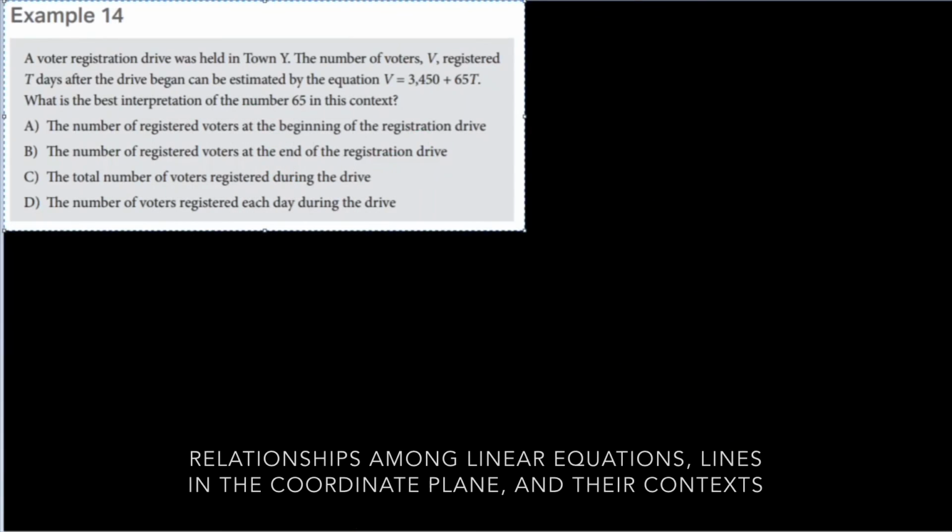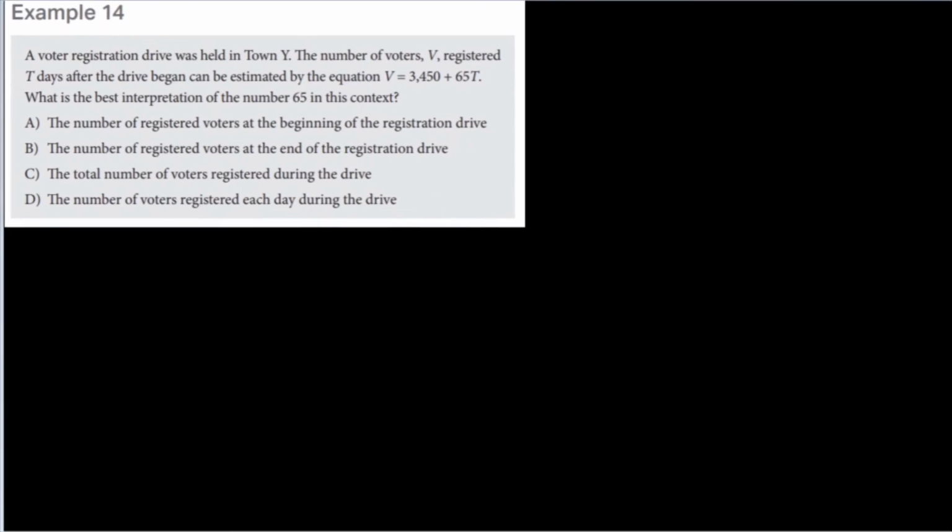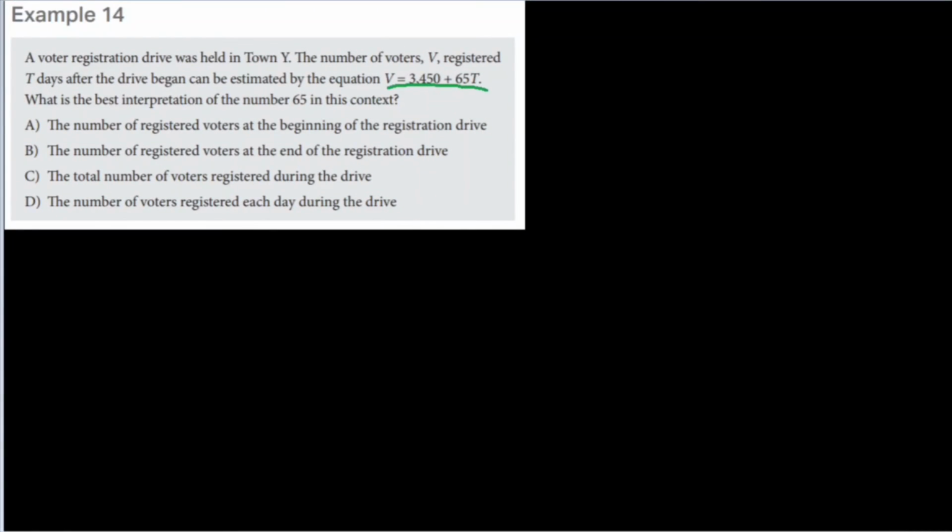A voter registration drive was held in town Y. The number of voters V registered T days after the drive began can be estimated by the equation V equals 3,450 plus 65T. What is the best interpretation of the number 65 in this context?